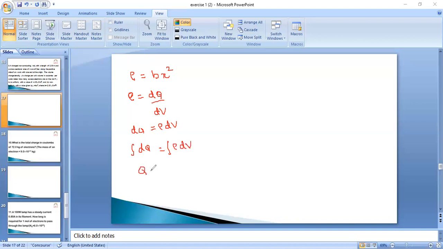Integral dq is Q only, total charge. Integral rho means, it was given the equation for rho is b x square. And also for the small element of volume, you can write area into dx. Area of cross section is A and small element of length is dx. In this case, b is constant, area is constant, and the remaining is integral x square dx.